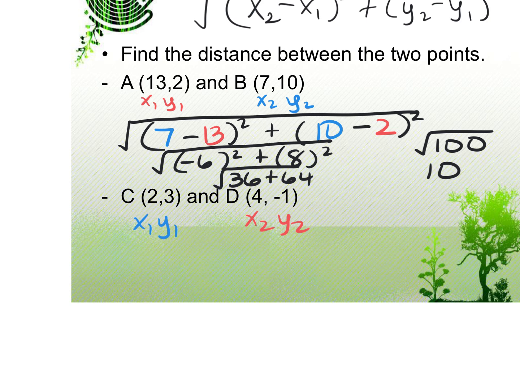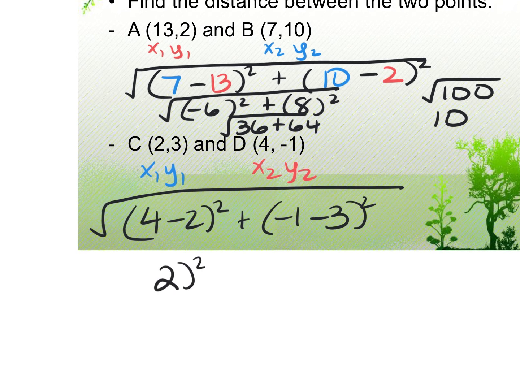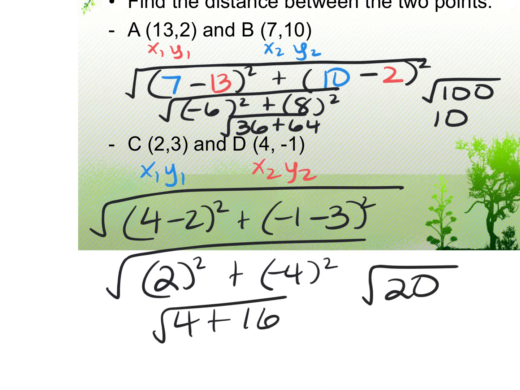So I'm going to take my x's and subtract them and get my y's. So I'm just going to do 4 minus 2 squared, negative 1 minus 3 squared, all under the radical: 2 squared, negative 4 squared. Square them, add them, and now 20 is not a perfect square.